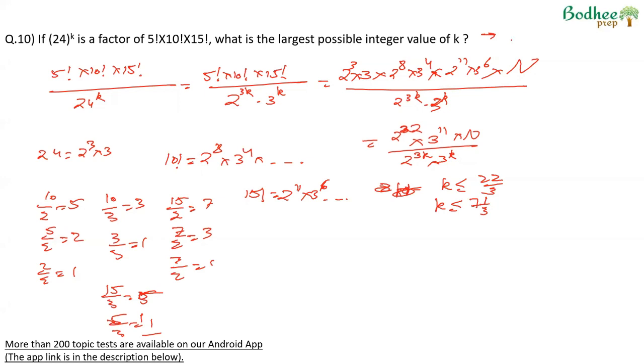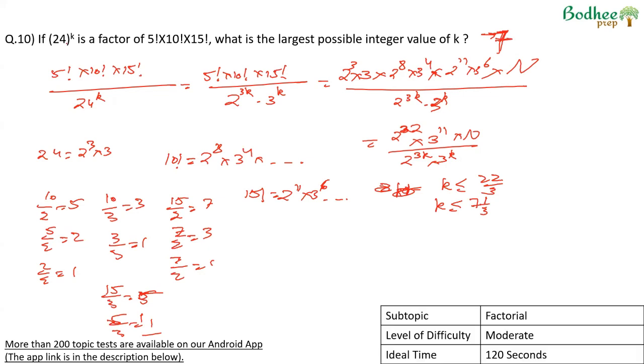Because clearly the power of 3 is not the limiting power, but the power of 2 cube is the limiting power. So the maximum integral value that k can take is 7. Again, the concept is not difficult. It is a repeated concept. But because of the calculation, there are chances of mistakes happening, and therefore I'm saying moderate, but in any case, not more than 2 to 2.5 minutes to solve the question.